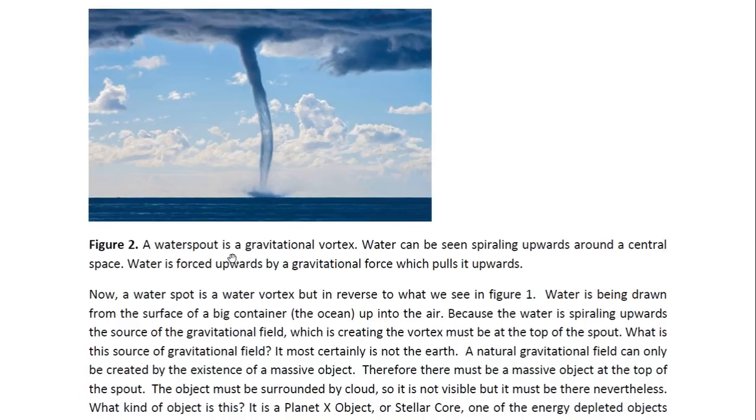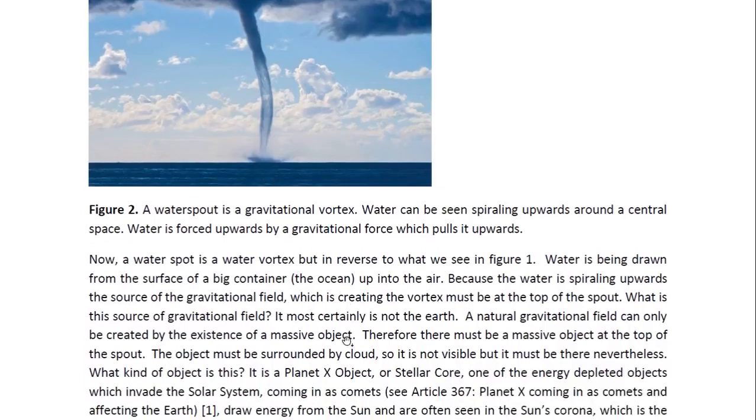So here's a water spout, and it's a gravitational vortex. It's actually the same as a vortex in water, except it acts in the opposite direction. Water can be seen spiraling upwards around a central space. So you can actually see the water here forming the spiral as it moves upwards into that cloud. Water is forced upwards by a gravitational force which pulls it upwards. In other words, the source of the gravitational force which is pulling this water upwards has to be up here somewhere. It's not caused by the Earth. It's caused by something else.